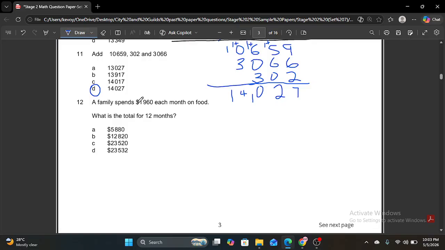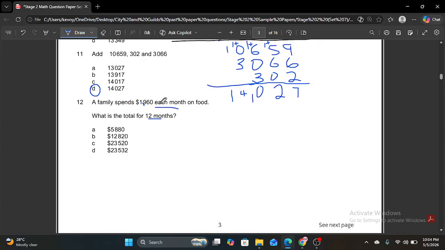A family spends 1,960 each month on food. What is the total for 12 months? So I'm going to repeat. A family spends 1,960 each month. So they spend it each month. So that's 1 month on food. What is the total for 12 months?